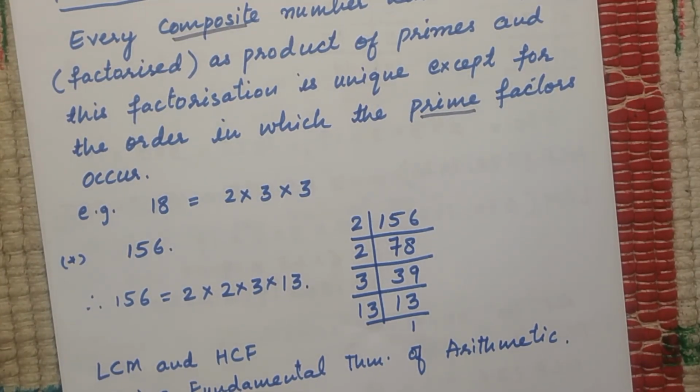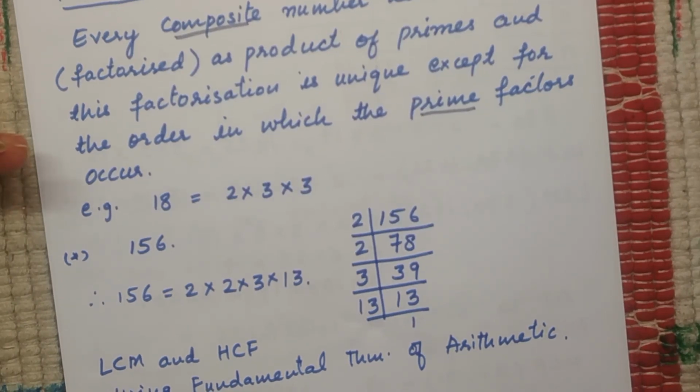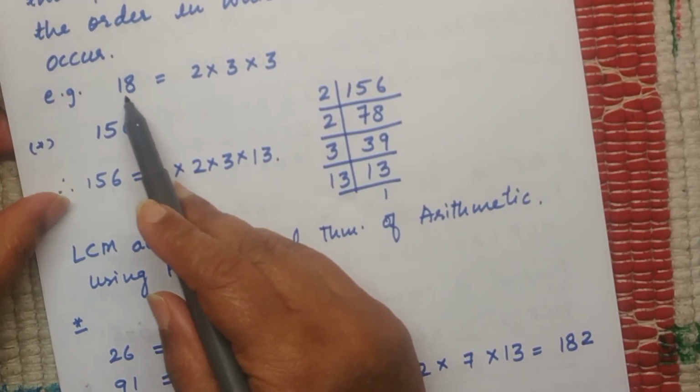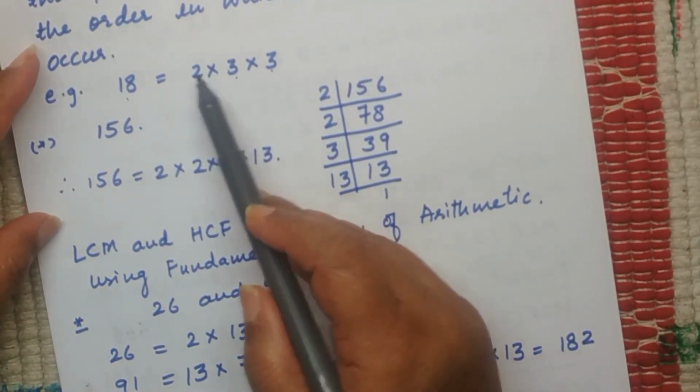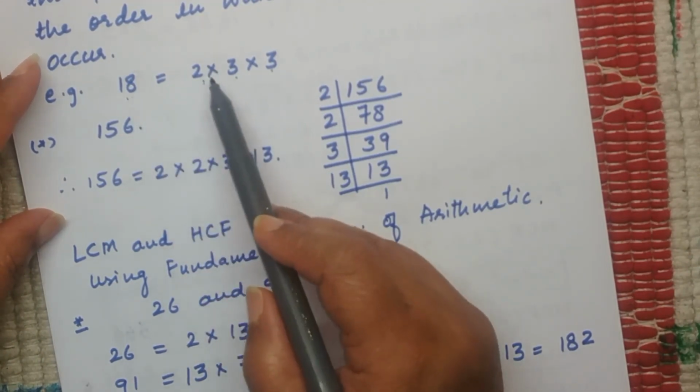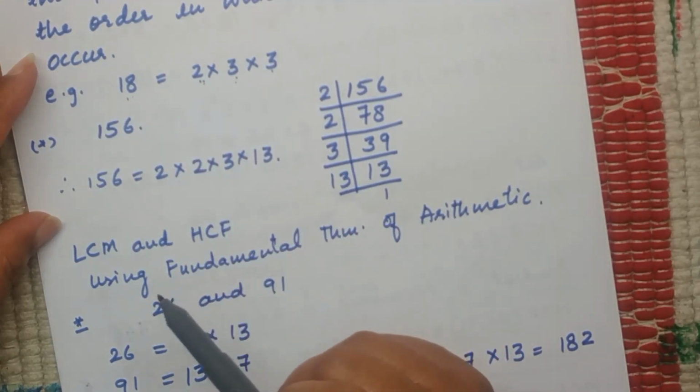2 is the only even prime number and 2 is the smallest prime number. Composite numbers. Now composite numbers are the numbers which have factors other than 1 and itself. It has more than 2 factors. Composite numbers are the numbers which have factors other than 1 and the number itself also. For example, number 18, we have taken 18. Prime factors of 18 are 2, 3, 3. So it has factors other than 1 and 18. It has factors 2 and 3 other than 1 and 18. So this number is a composite number.